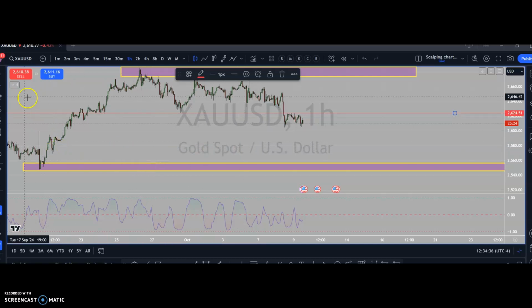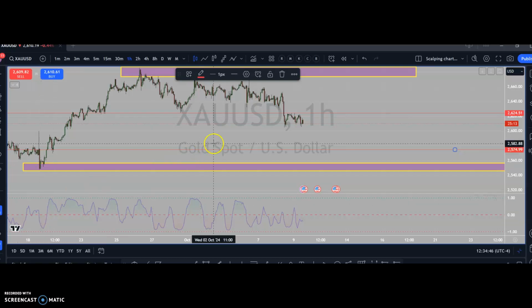And I'm just picking out major areas where price might have an issue, right? We're going to keep this very simple. Where is price action having an issue to continue down to my 4-hour floor? And you want to mark those areas off, okay?